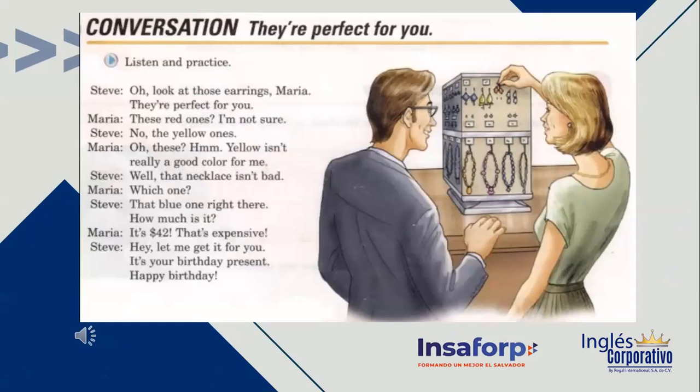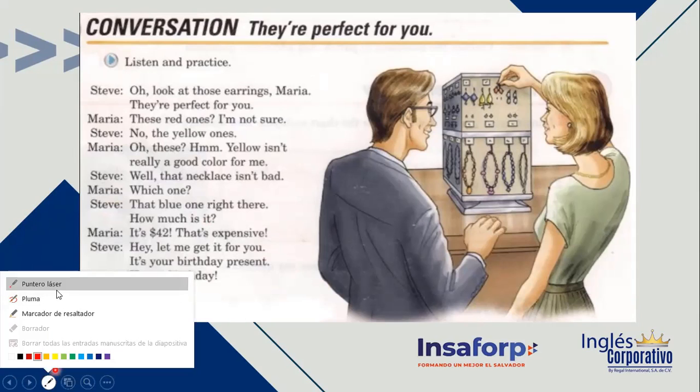So let's listen to this conversation and look at the picture and tell me in which store these people are. Where are they? In which store? They're a couple. I think they are in a jewelry store. Okay, they are in the jewelry store. The title of this small conversation is They Are Perfect for You. So let's listen to this. We're going to listen and then we're going to practice.